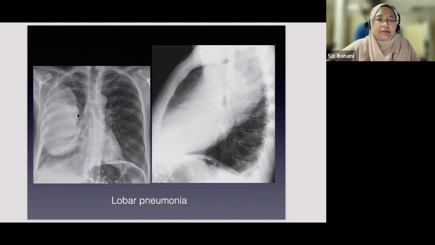So of course we cannot differentiate between this type of consolidation and a mass, because consolidation can also represent a mass, not necessarily pneumonia. So further investigation, further imaging is needed, like in this case, to differentiate between infection and mass.